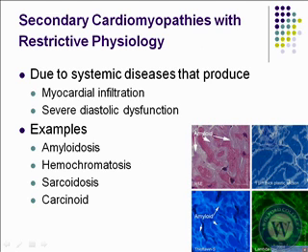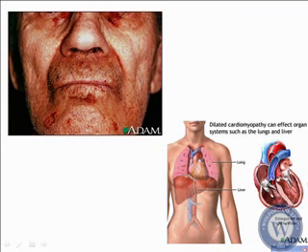Okay. The secondary cardiomyopathies with restrictive physiology, here's what you see. You see an infiltration of the cardiac muscle, like amyloid. You see amyloid deposition in the muscle. You may also get hemochromatosis, sarcoidosis, carcinoid syndrome. All these things basically infiltrate with these extra proteins or proteinaceous material, which then basically acts like a restrictor and doesn't allow the ventricle to dilate properly.